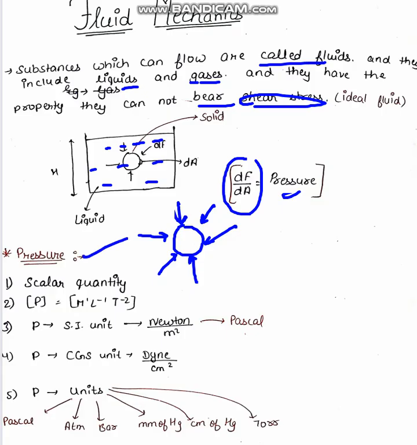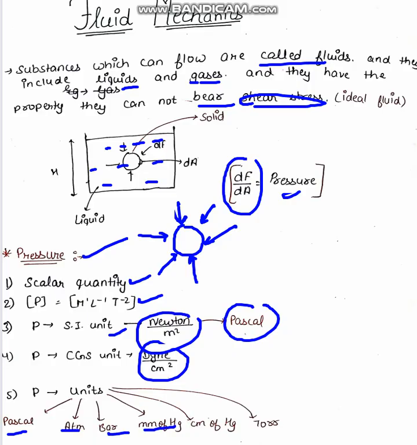There are certain points regarding pressure. First, it's a scalar quantity. Its dimension is M L^-1 T^-2. The SI unit is Newton per meter square, which is also called Pascal. The CGS unit is dyne per centimeter square. Certain other units are Pascal, atm, bar, mmHg, cmHg, and torr.